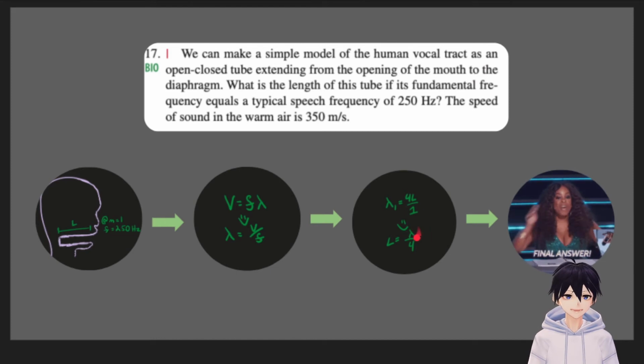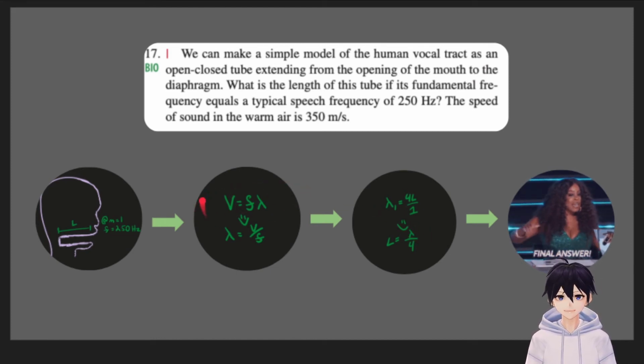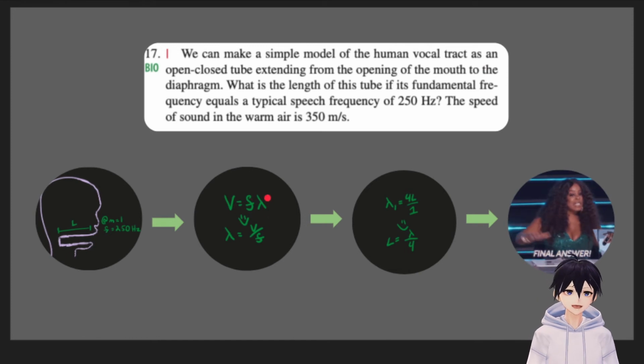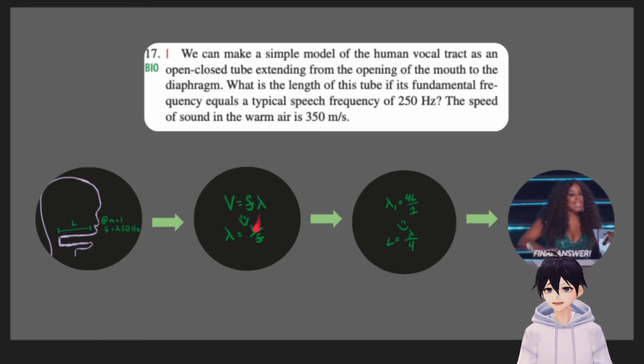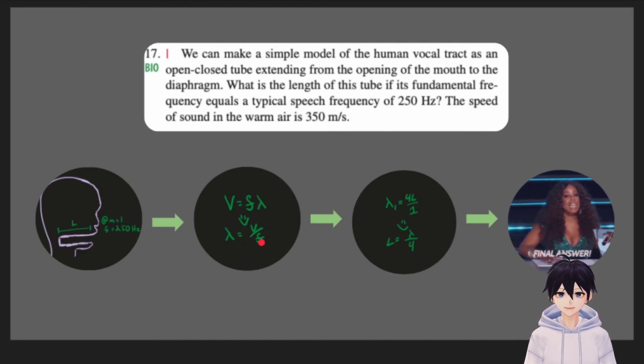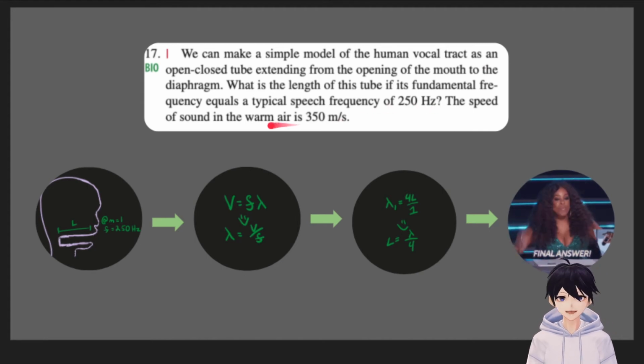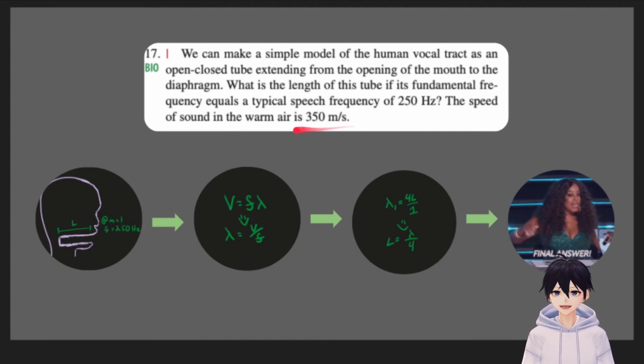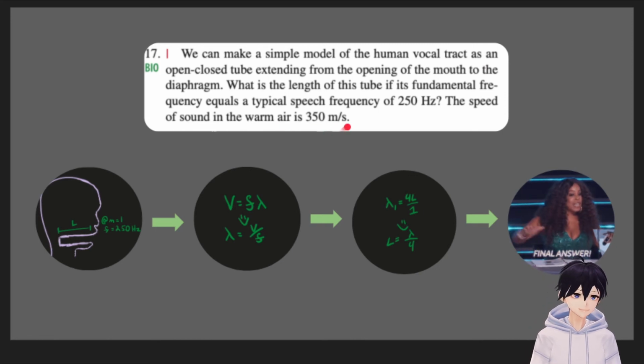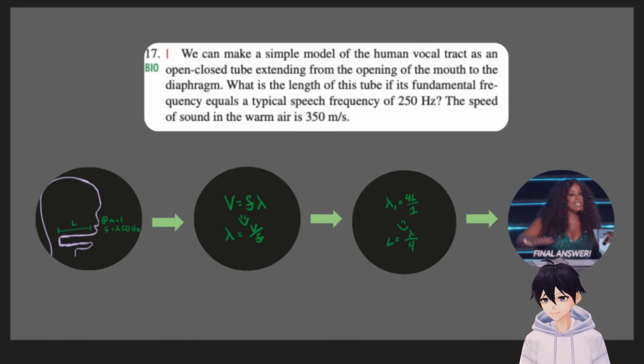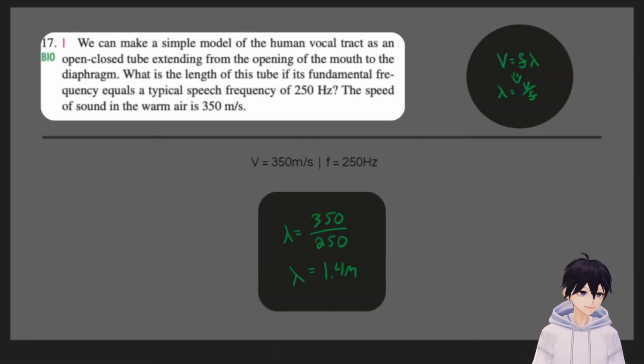But we don't have lambda, but we can find lambda from this equation right here, which is velocity equals frequency times lambda. And we can manipulate this, and now we just need velocity and frequency. And that's what we have here and here, which is the frequency being 250 Hz, and the velocity being the speed of sound in warm air, which is 350 meters per second. So at this point, we're just plugging in numbers.